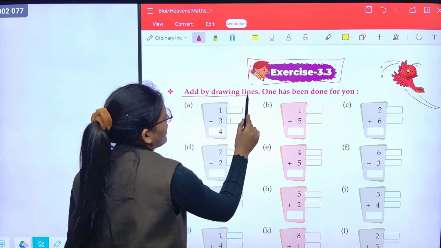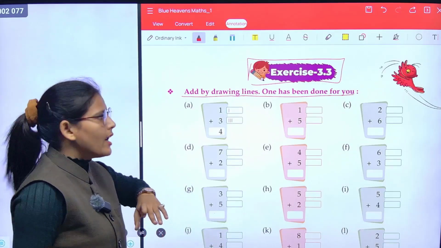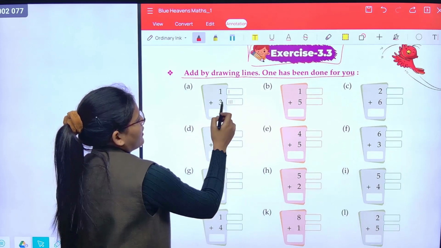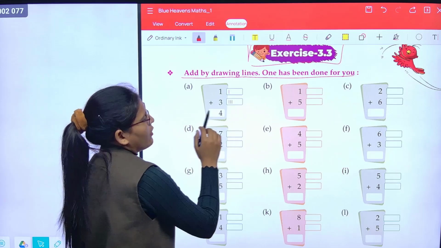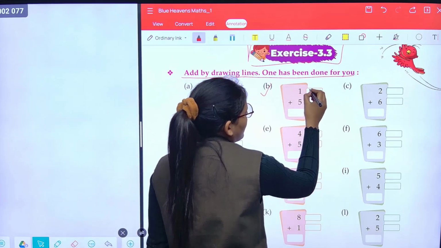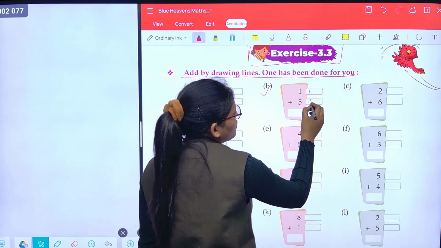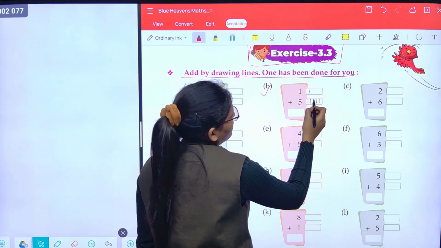Add by drawing lines. One has been done for you. Now class, 1, 3 lines. 1 2 3 4. Now class, here is 1, draw 1 standing line. Now here is 5, draw 5 standing lines. 1 2 3 4 5. Now count them, 1 2 3 4 5 6.